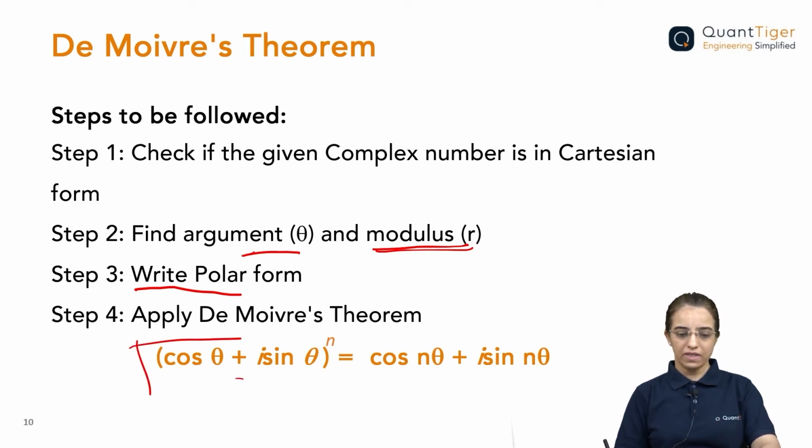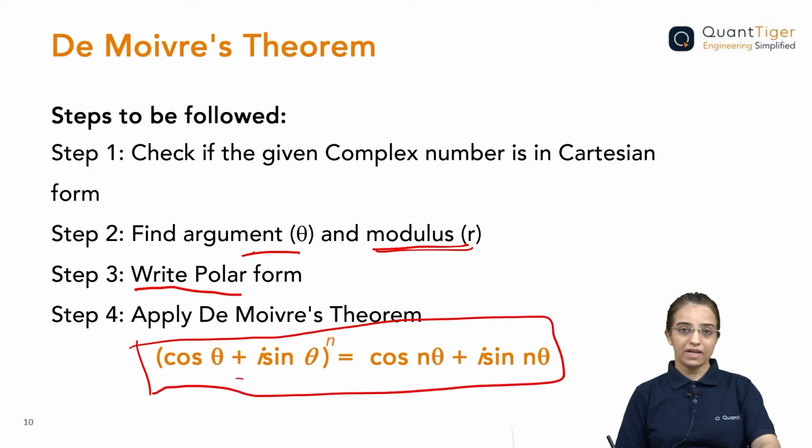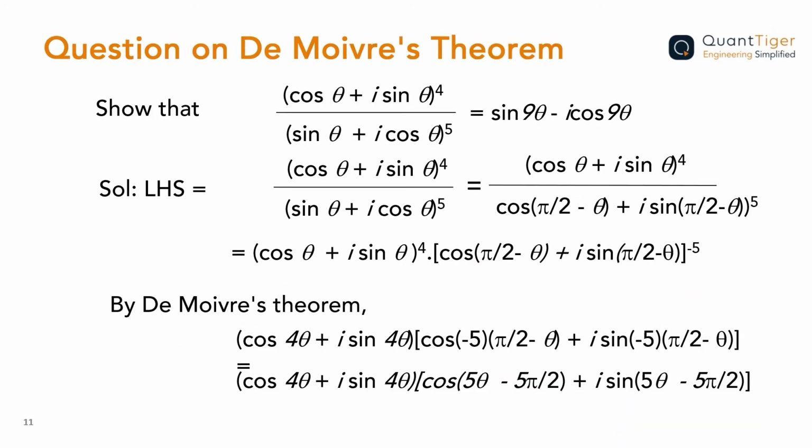So what does this theorem say? This is the statement in mathematical form: (cos theta plus i sin theta) raised to power n is equal to cos n theta plus i sin n theta. Simply, we write this power in front of the angle of cos and sin. Whatever n is, we write in front of the cos angle, which becomes cos n theta, and in front of the sin angle, which becomes sin n theta. So it's pretty simple to remember also. We will solve one question on de Moivre's theorem so it will be clear how to apply it.